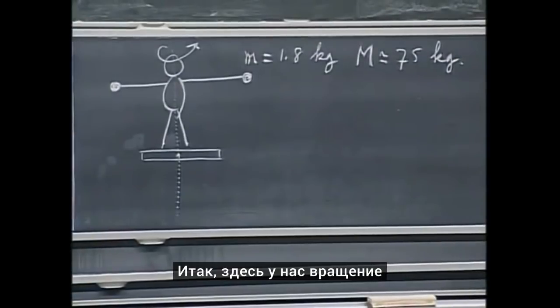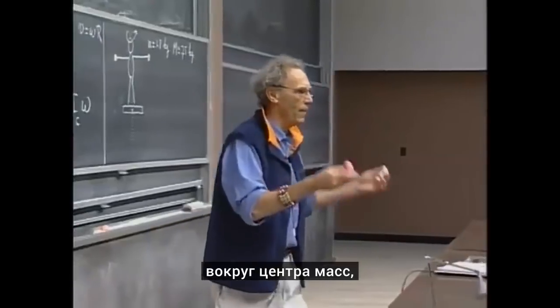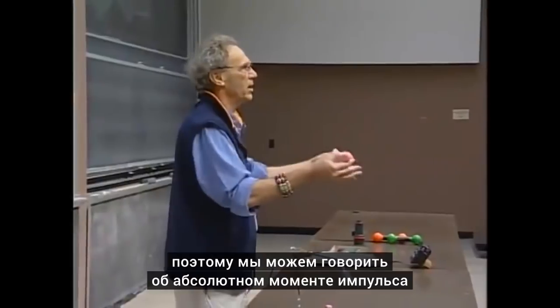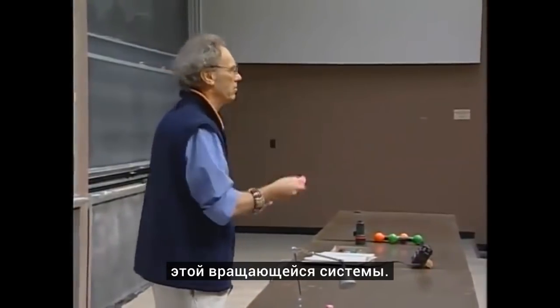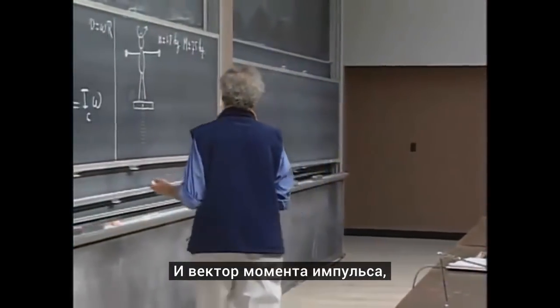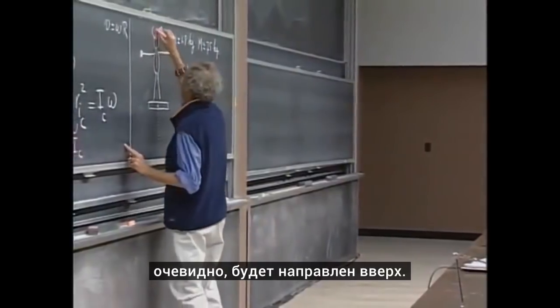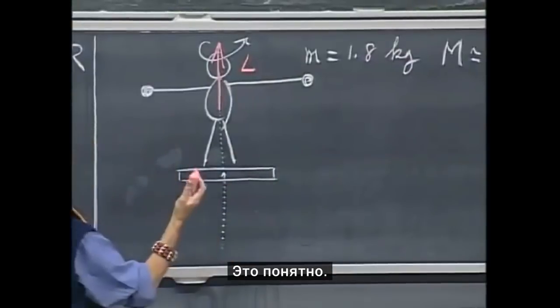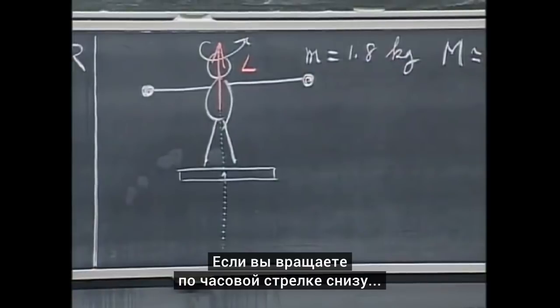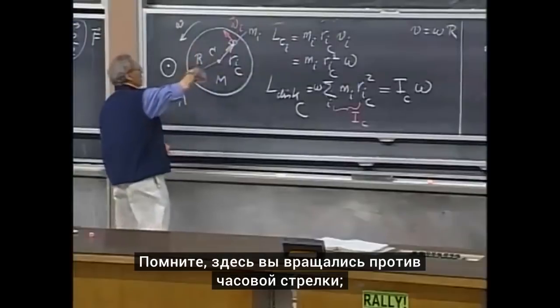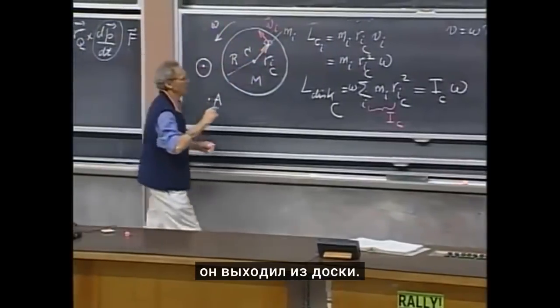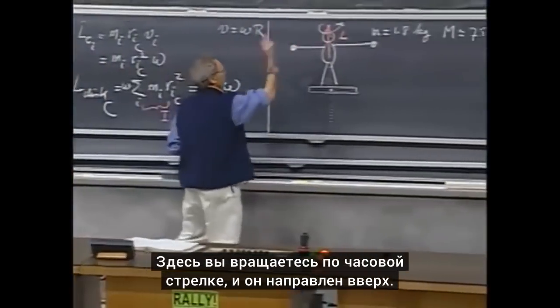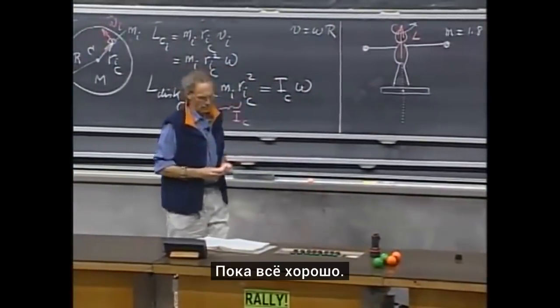So we have here a situation of a rotation about the center of mass, so we can talk about the intrinsic angular momentum of this rotating system. And the angular momentum vector will obviously be pointing upwards. That's clear. If you rotate clockwise from below, remember here you were rotating counterclockwise, it was coming out of the blackboard. Here you rotate clockwise, it will be going up. So far, so good.